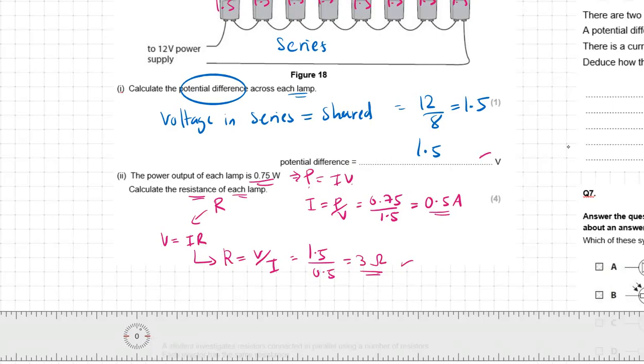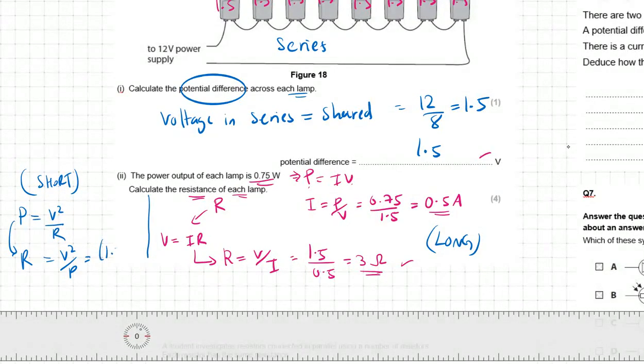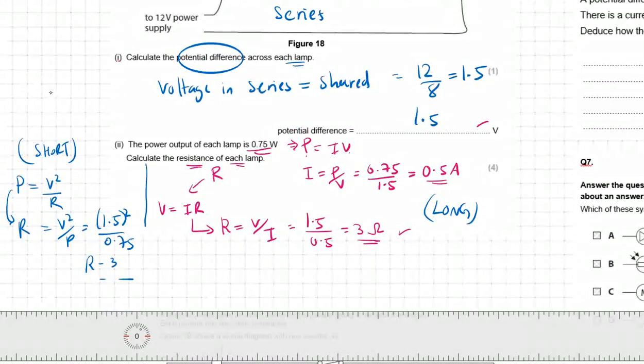The short way, so this is the long, let me just put the long way here. The short way is you need to remember one equation. The equation you need to remember is P is equal to V squared over R. That's the short way. You rearrange this for R. You have V squared over P. So V, you know, is 1.5 squared divided by 0.75, and you should get an answer of 3 as well.